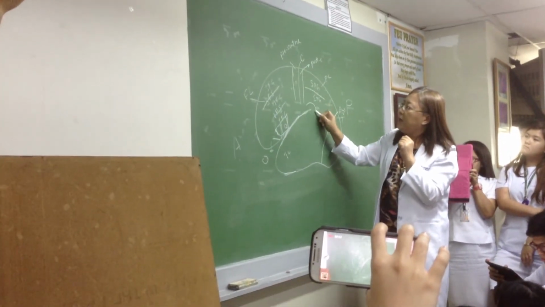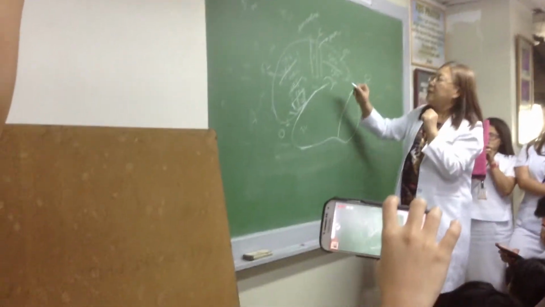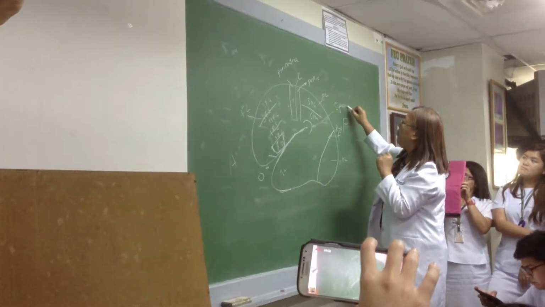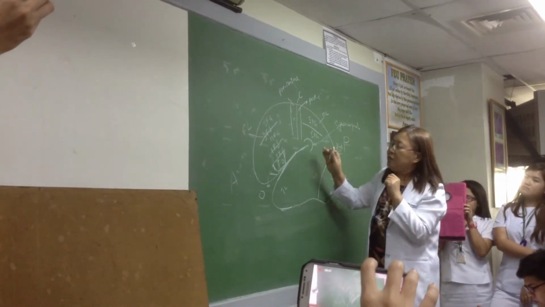Now, one related to your parietal, if you follow your lateral sylvian posteriorly, you will find a gyrus running around like so. We call that supramarginal. That is your supramarginal gyrus. Now, may kasunod pa yan.